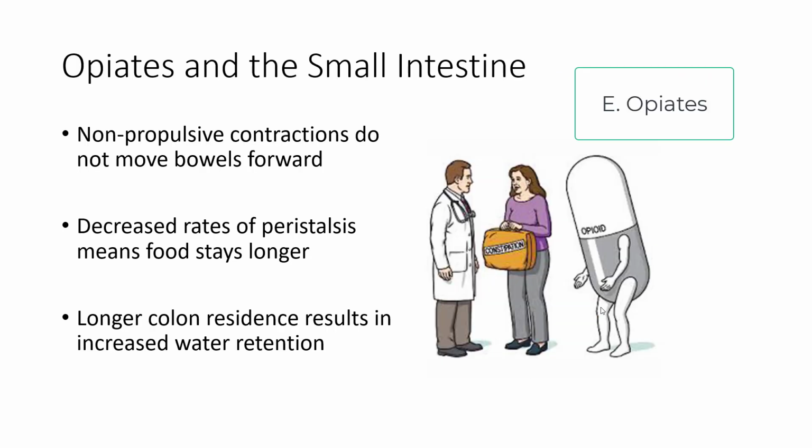Opiates are another problem to the digestive tract. Opiates, as a side effect, cause non-propulsive contractions in the small and large intestines, which do not move the bowels forward, allowing them to have a higher residence time. And as they have a higher residence time, the colon will absorb more water from them, causing the chyme to become harder and more difficult to pass, which leads to constipation.